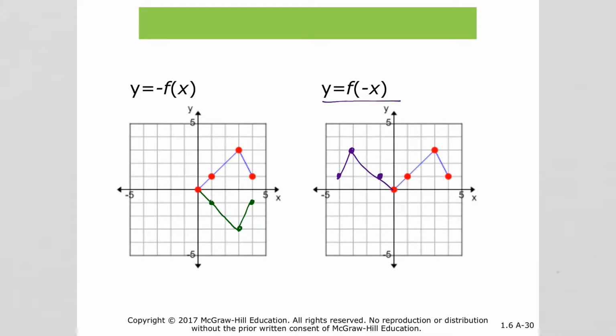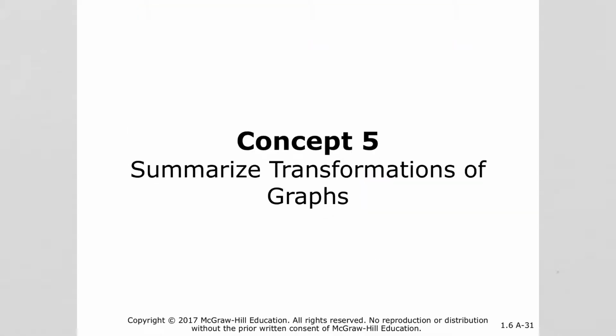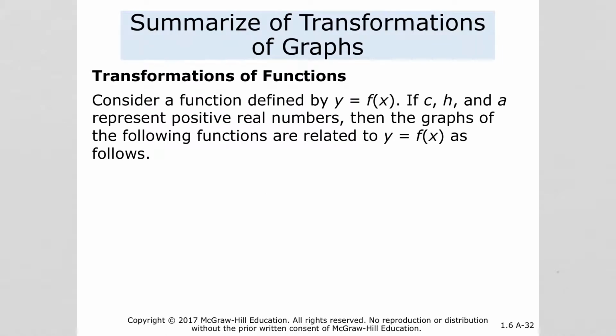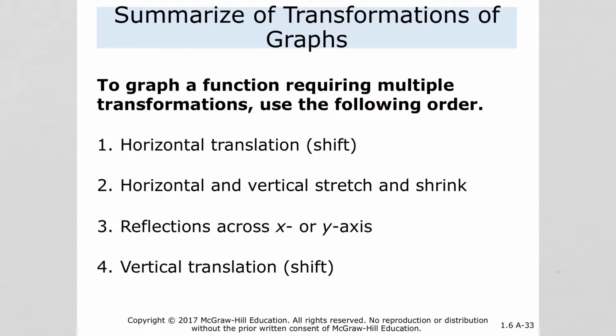So these last two examples, we're going to take everything we've just learned and put it all together. And this is where our steps come in, where what you do first is a horizontal translation. Then you do your horizontal and vertical stretch and shrink, do any reflections, and then last is your vertical or up and down translation. So first you go right and left, then you stretch or shrink, then you reflect, and then you go up or down.